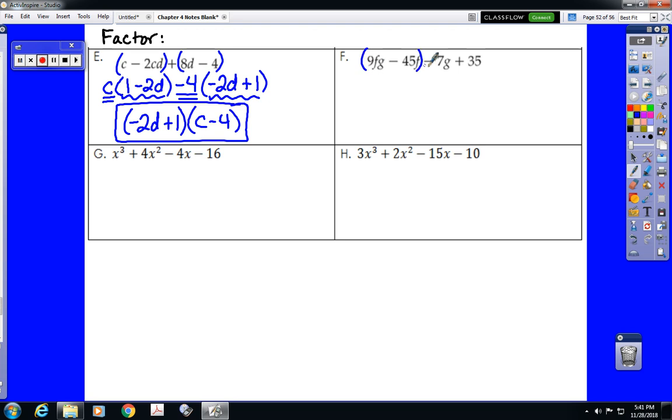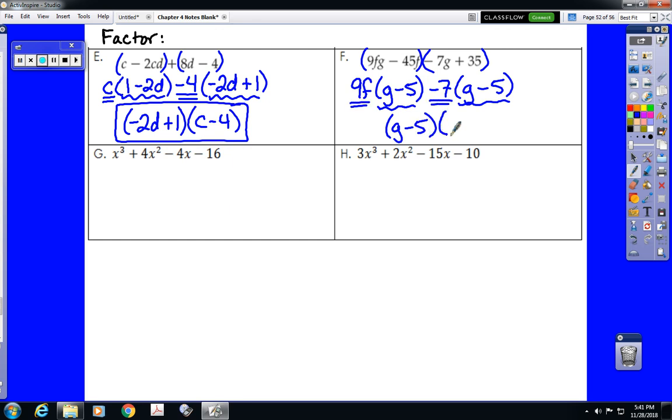Moving on to letter F, we group. Remember to group the negative with the 7. Factor out the greatest common factor. That would be 9f, which would leave g minus 5. Here we would need to factor out negative 7 to also get g minus 5. Factor out the g minus 5 next, which would leave 9f minus 7. On to the next one.